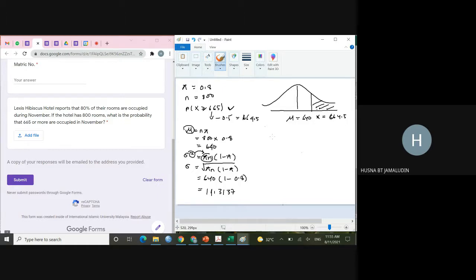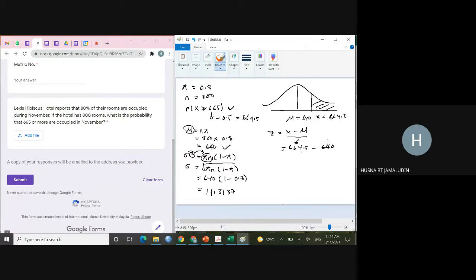Now, the next step, we have to find what? The probability. So how to find the probability? What kind of formula should we use? Z equals X minus mu, divided by sigma. We never know what the Z value is because we are trying to find it. What is your X? X is given here, right? 664.5. Don't forget about the 0.5. Minus mu. You have computed your mu, which is here.